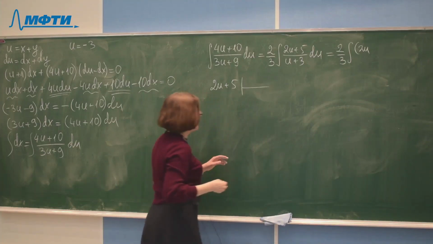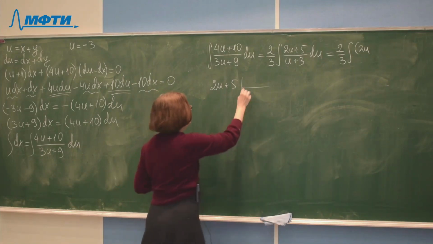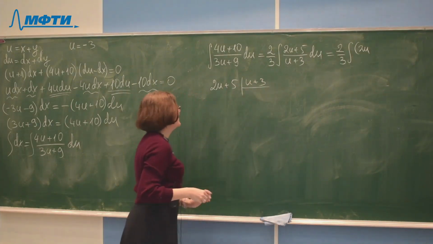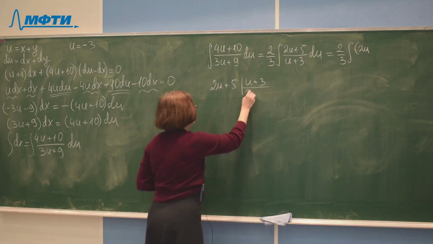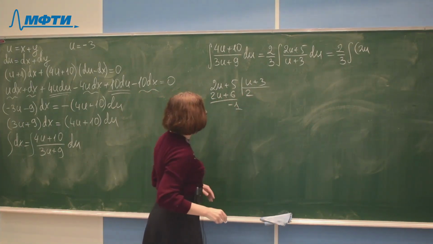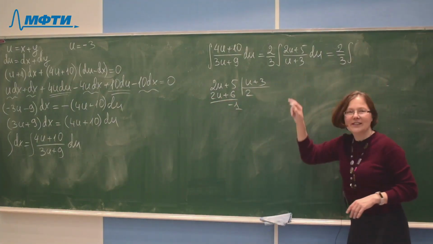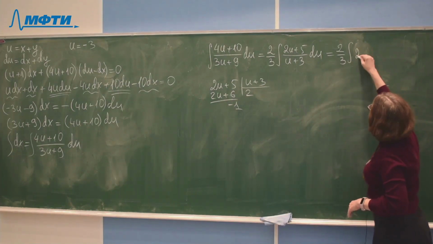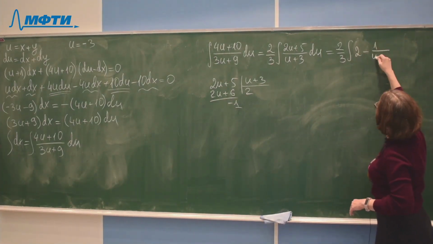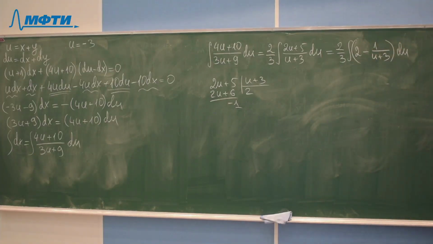So polynomial long division, but I prefer Russian division. Right? u plus 3. So just divide. 2u plus 6, and so subtracted will be -1, right? And so this means that our fraction is represented as 2 minus 1 over u plus 3, du. Is it clear? Or partial fraction decomposition maybe.